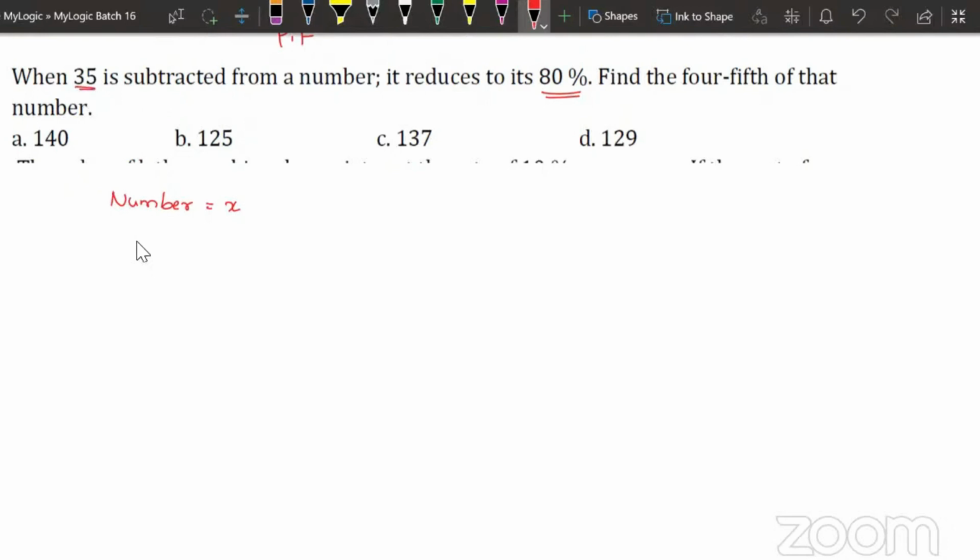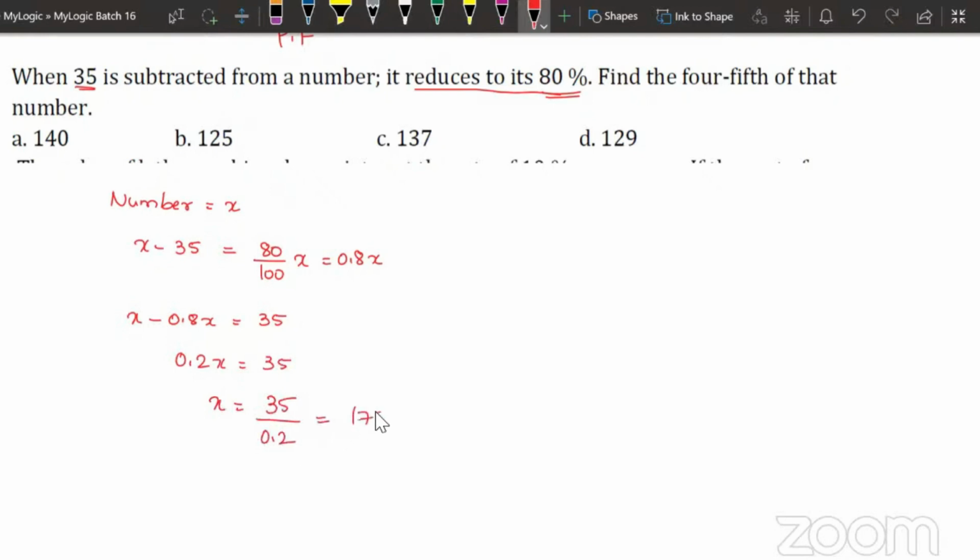From this x, we are subtracting 35. So we have x minus 35. And after subtracting 35, it reduces to its 80%. Means the number will be same as 80% of the original number, which is 0.8x. Now simplify this, you will get the answer. 0.8x comes to left hand side, it becomes minus 0.8x. And then minus 35 comes to right hand side, it is plus 35. So 0.2x is equal to 35. x is equal to 35 by 0.2, which is equal to 175.